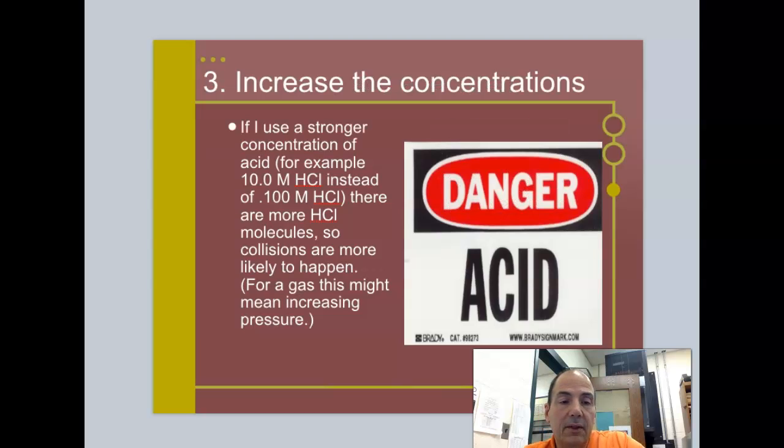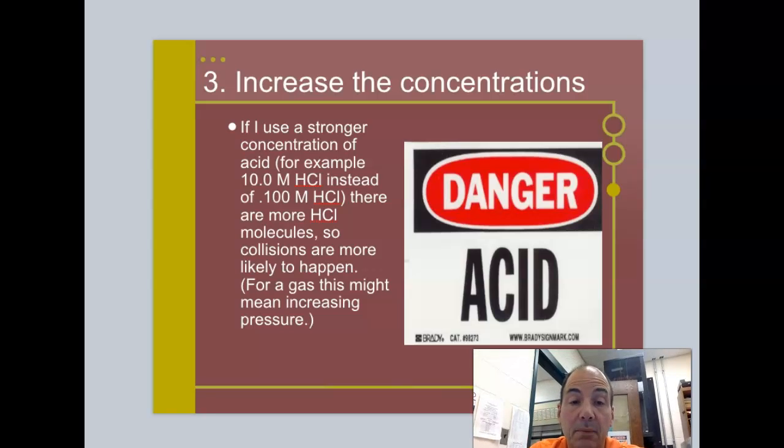Kind of tied into the same thing as the first one, instead of just saying we're using more of a reactant, what if we just increase the concentration? So instead of using 0.1 molar hydrochloric acid, use 10 molar. Now you're talking about something that is 100 times more concentrated. So now you're going to have 100 times the number of collisions happening, it's going to be much more favorable.